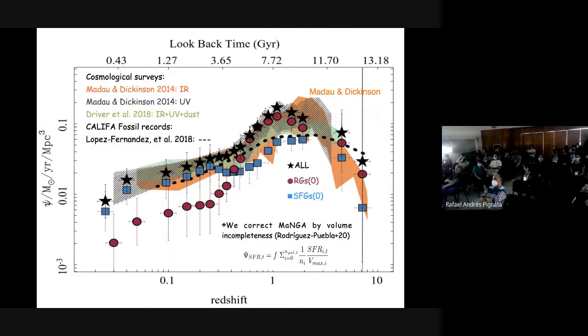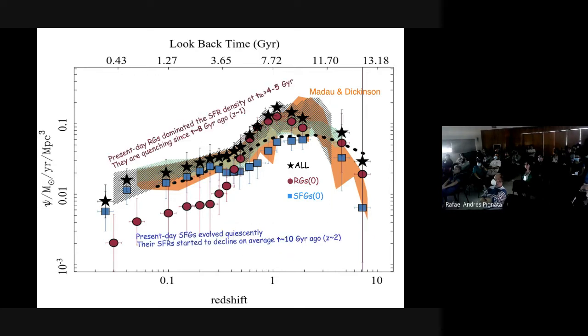And here we are separating: the blue squares are galaxies that today are star forming, and the red circles are galaxies that today are retired or passive. So you can see the contribution of these galaxies to the global cosmic star formation history. You can see that the galaxies that today are retired were dominant in the past, at the peak of the cosmic star formation history. This is a very nice result, in more or less an agreement between two completely different approaches observationally.